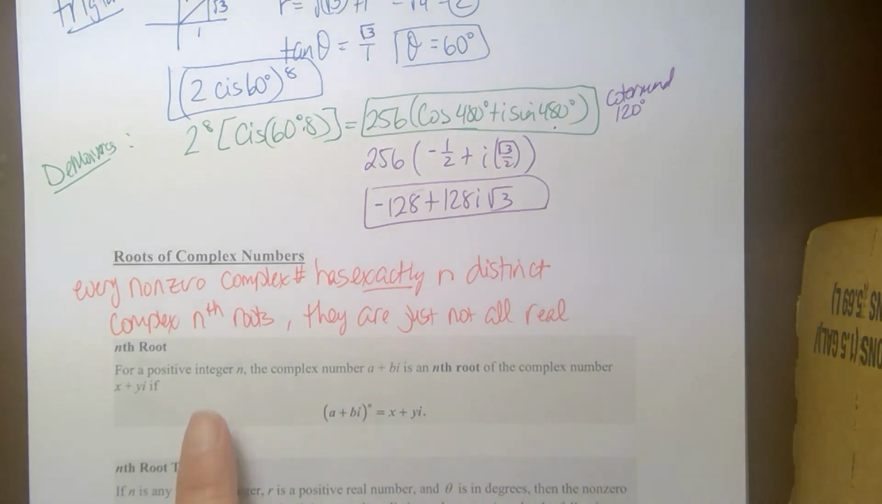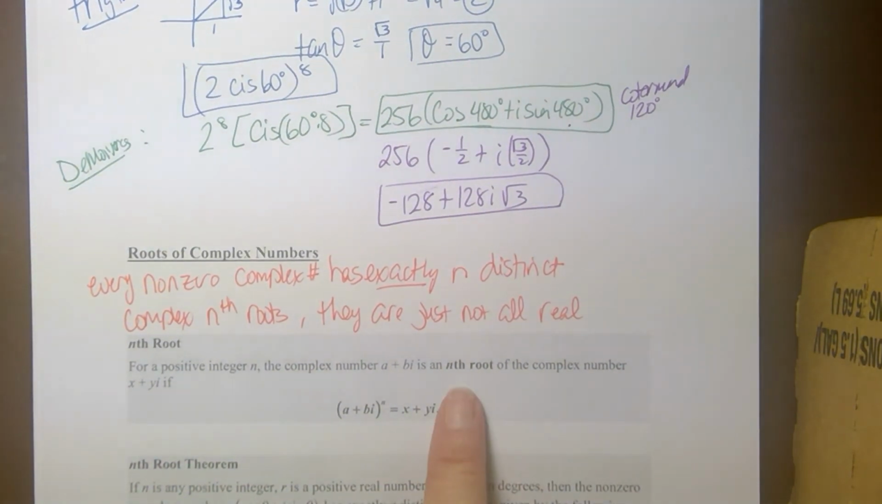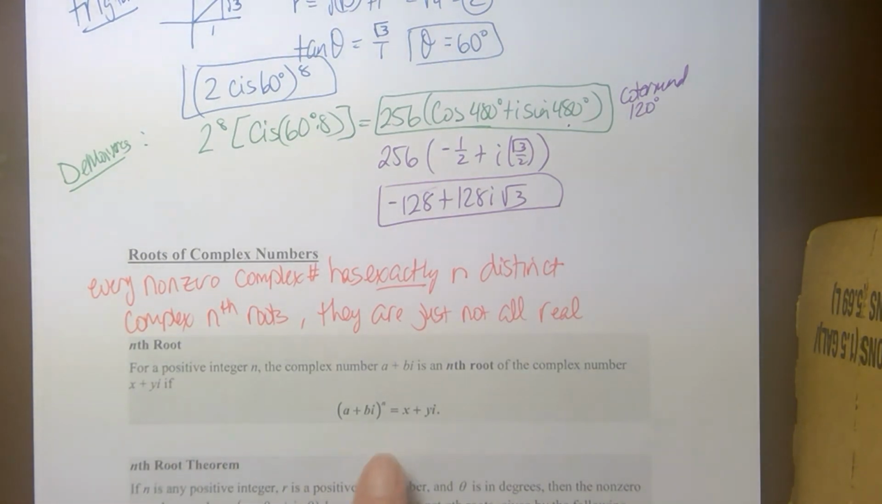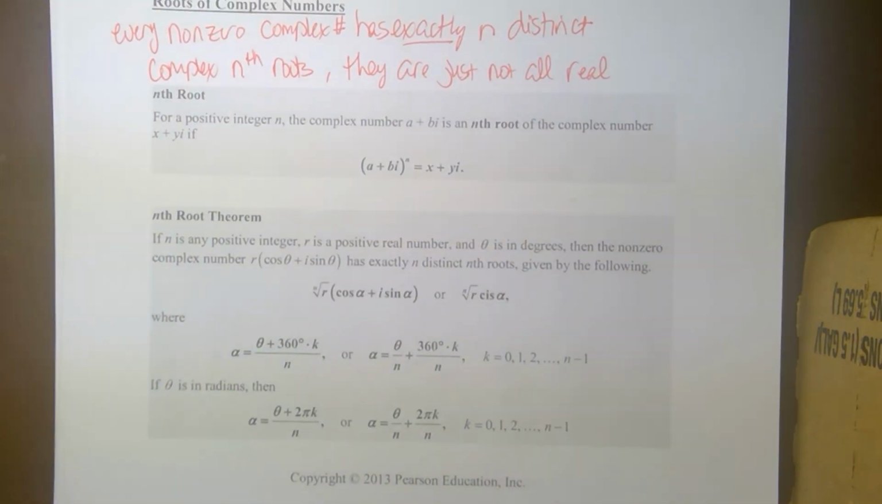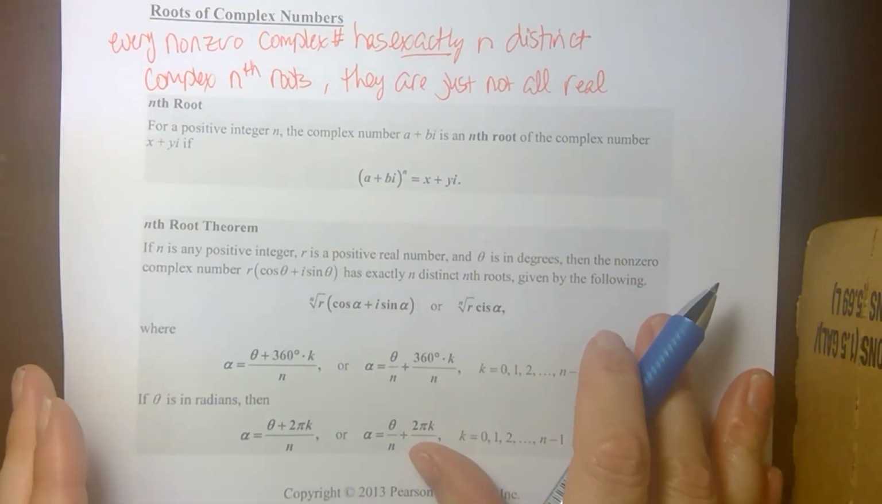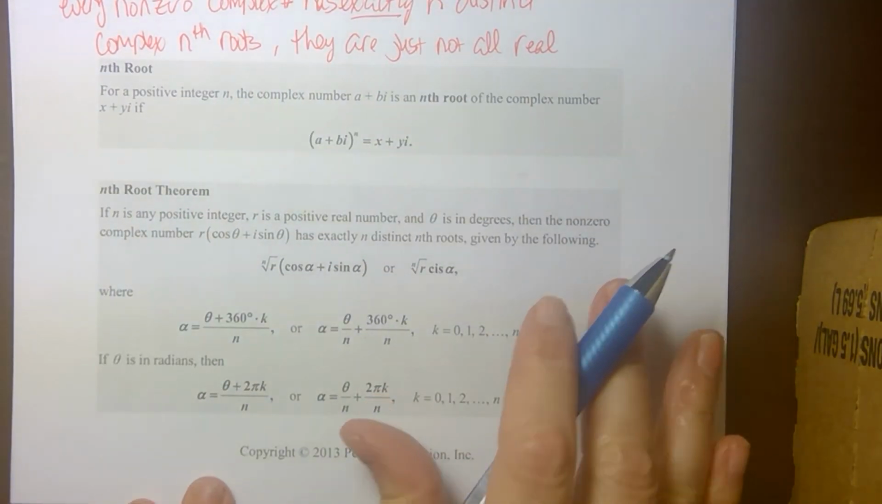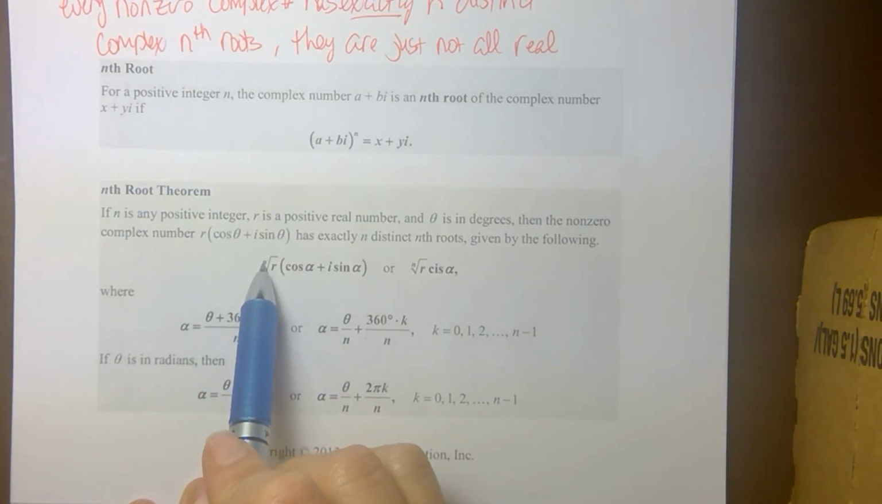Okay, for a positive integer n, the complex number a plus bi is the nth root of the complex number x plus yi, if this is true. This gets us to our nth root theorem. So here's the important parts. We have, this defines the fact that n is going to be a positive integer. So our index is going to be a positive integer.